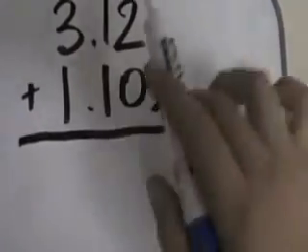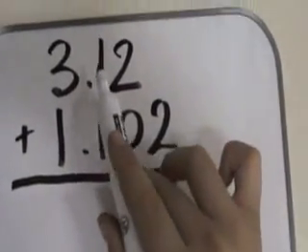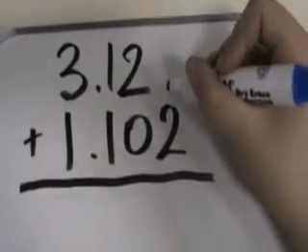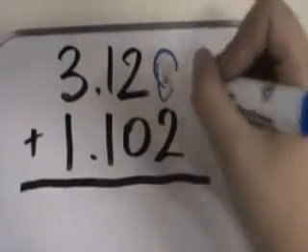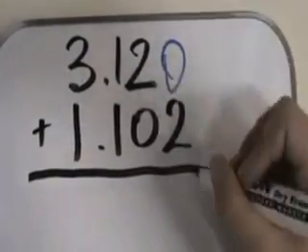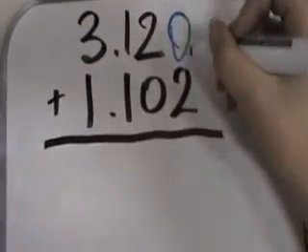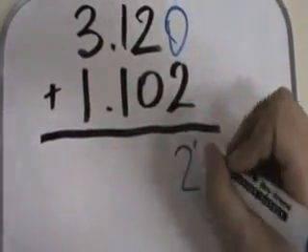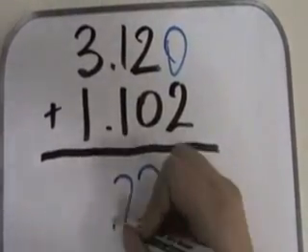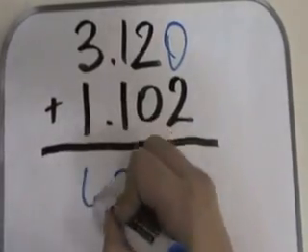Okay, so what I do is I see right away that it's tenths, hundredths, and tenths, hundredths, thousandths. So I'd add a 0 here because it really doesn't matter after the last number in decimals. Now we can just add it like regular. So 0, 2 plus 0 is 2, 1 plus 1 is 2, decimal, 3 plus 1 is 4.